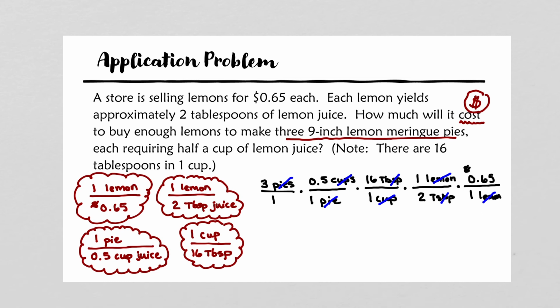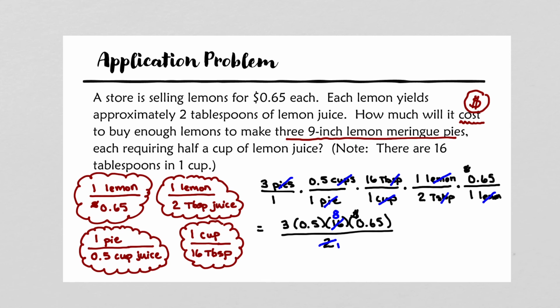So what do we have? Let's put it all together. When we multiply these fractions, in the numerator we have 3 times 0.5 times 16 times 1 times 0.65. And that's a cost, right? And in the denominator, I have 1 times 1 times 1 times 2 times 1, which is just 2. Now, my brain tells me when I have fractions, I like to cancel like factors. So I'll just take this 2 and cancel that with the 16 in the numerator.